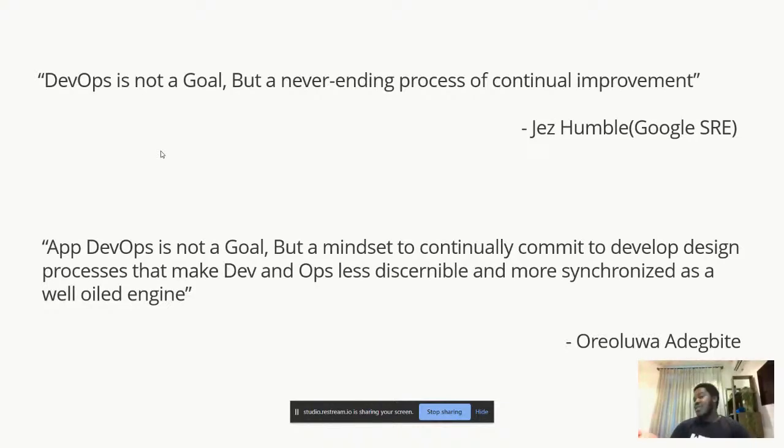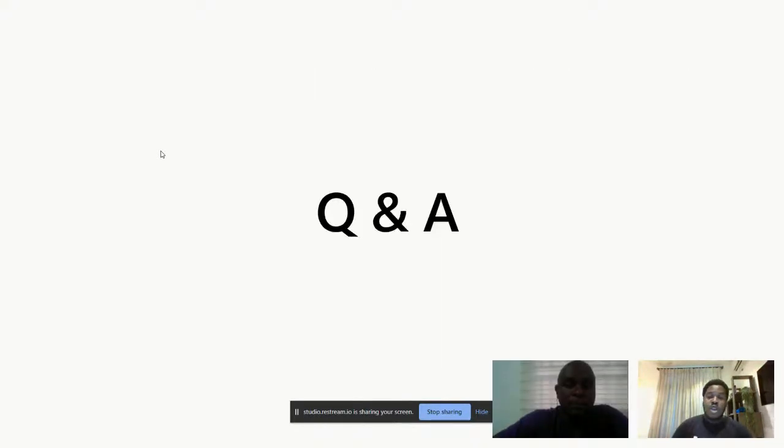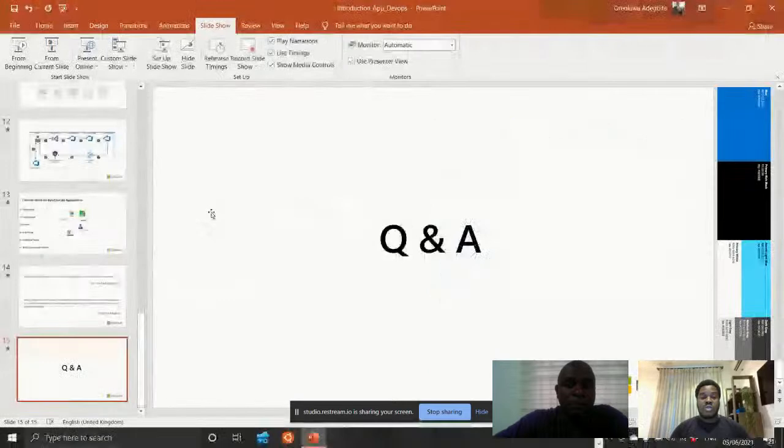And then obviously I had to piggyback off that and come up with my own quote, right? So I'm saying App DevOps is not a goal, but a mindset to continually commit to develop and design processes that make dev and ops less discernible and more synchronized, like a well-oiled engine. So thank you very much for giving me the opportunity to speak. I think right now I'm open for questions.